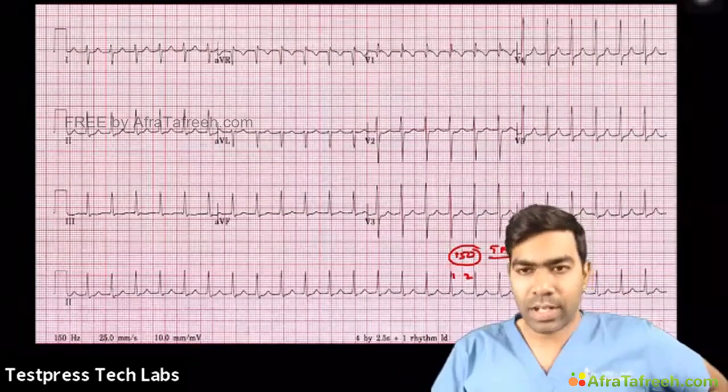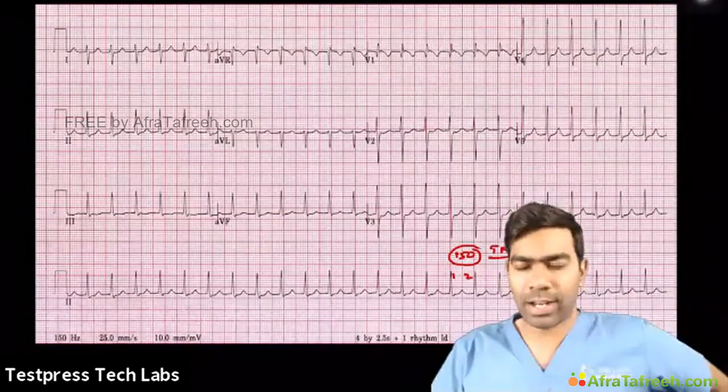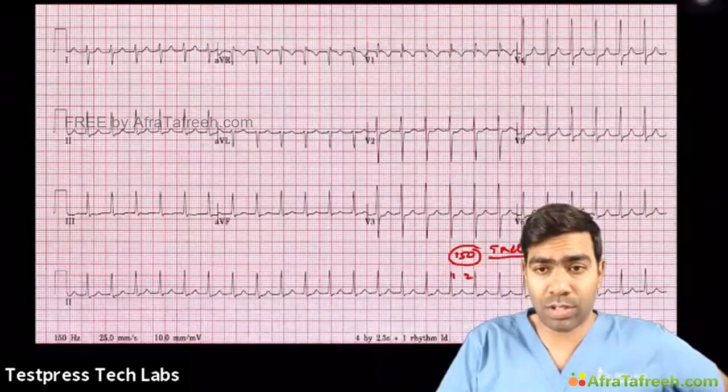So if it's a tachycardia, what is the next step? Please don't tell the diagnosis, man. The next step is to find out the QRS complex: narrow QRS or wide QRS.